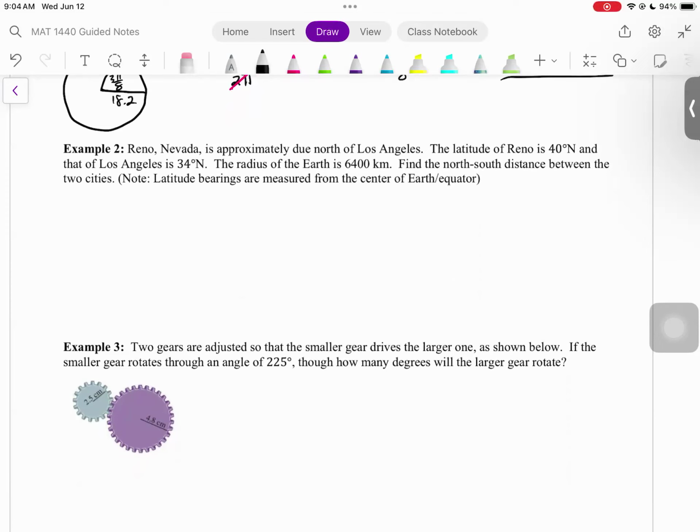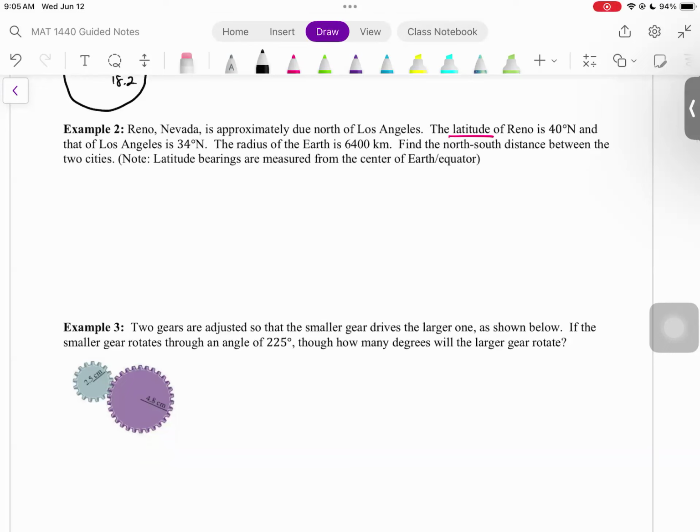Reno, Nevada is approximately due north of Los Angeles. The latitude of Reno is 40 degrees north, and that of Los Angeles is 34 degrees north. The radius of the Earth is 6,400 kilometers. Find the north-south distance between the two cities. A quick note, latitude bearings are measured from the center of the Earth, from the equator. So we're going to be measuring them from our horizontal. This is just a new bearing method.